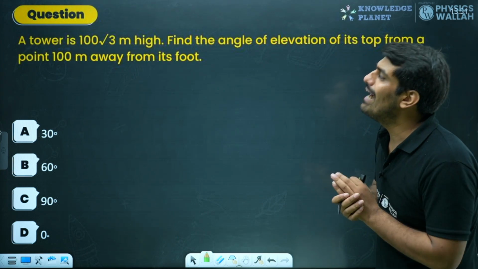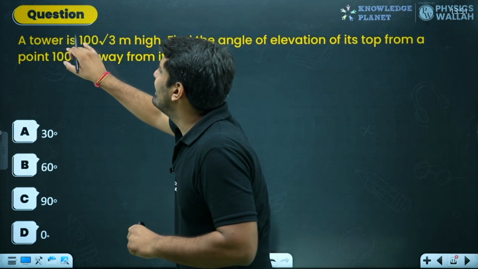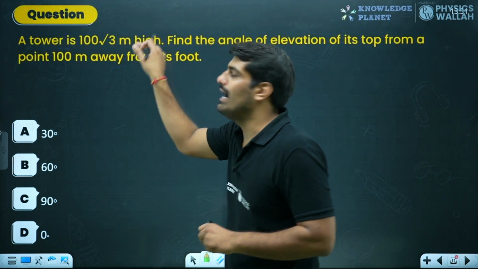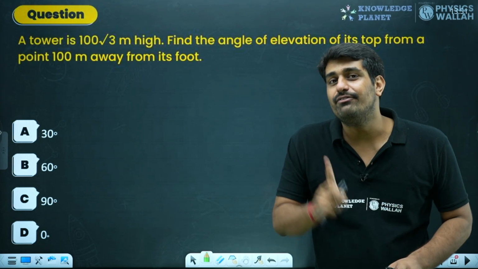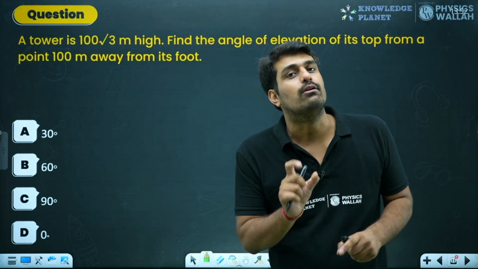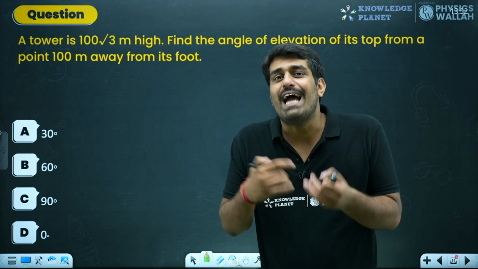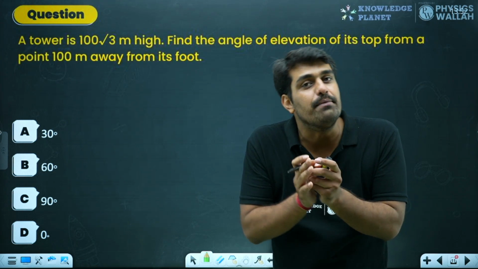Coming back to the mathematics and reading out the question loud over here. It says a tower is 100√3 meter high. Now, in such scenarios where we have the application of trigonometry, the first thing I would suggest to everyone is always start by drawing the figure. Because at the end of the day, when you are calculating any particular thing, you should be visualizing that thing very well.